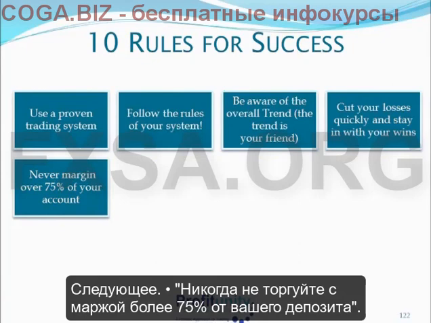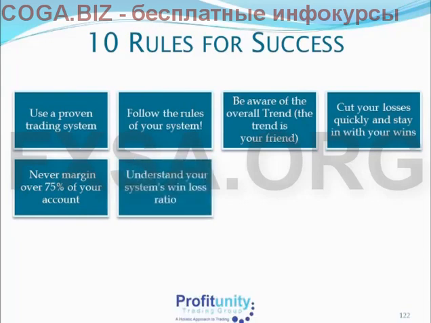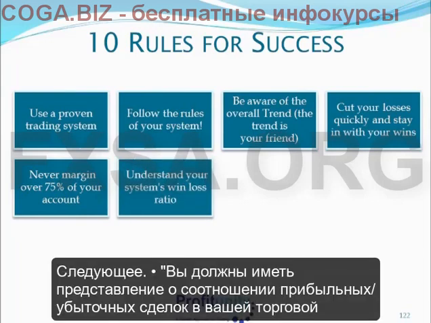The other is never margin over 75% of your account. If everything were to fall out or the bottom falls out and every stop gets hit, if you've only margined 75% of your account, you'll still have 25% to come back in and trade with. The next is understand your system's win-loss ratio.